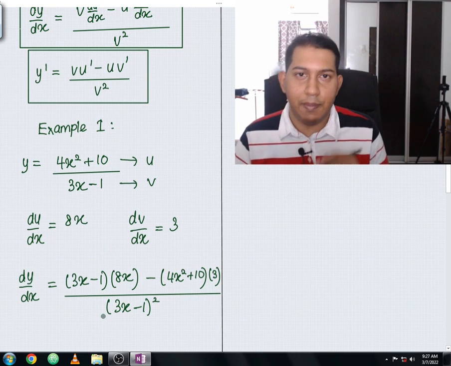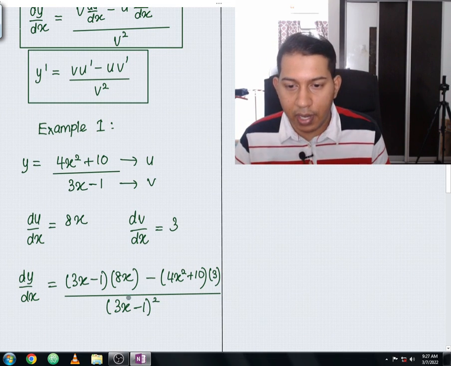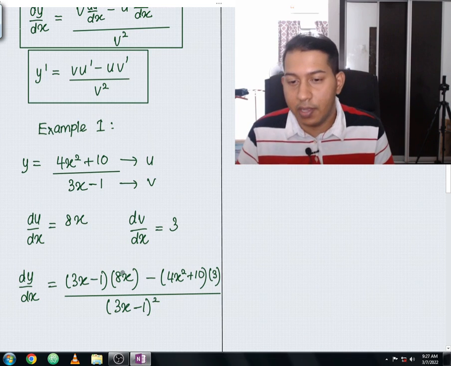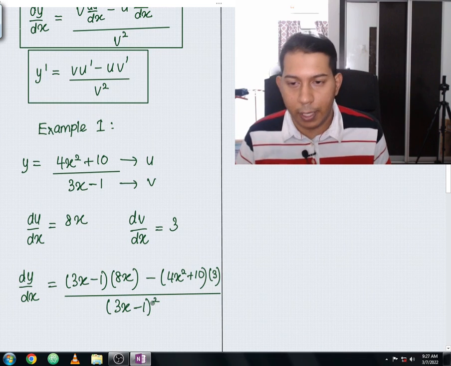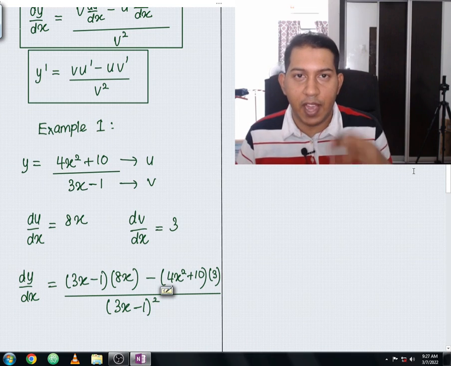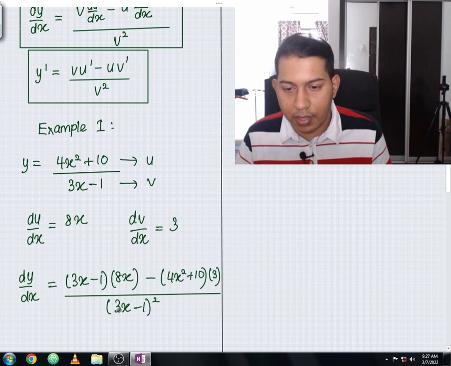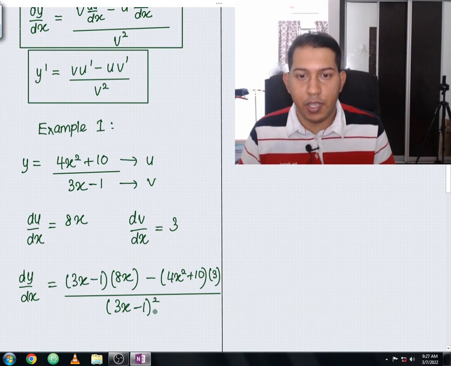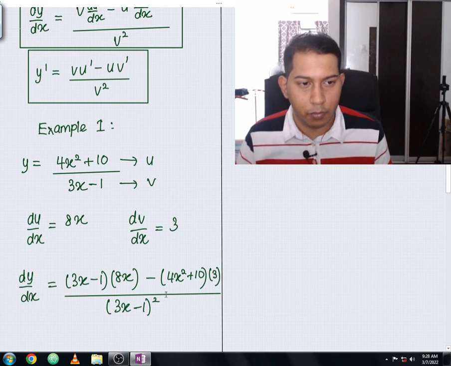Okay, so let me remind you in the earlier step, this 3x minus 1 square, you no need to expand guys, you can just leave it in this way. Even when you have your final answer also, you just leave your answer in this way, by 3x minus 1 square. Or in future, if you have cube, power of 4, power of 5, you just leave it in that way.